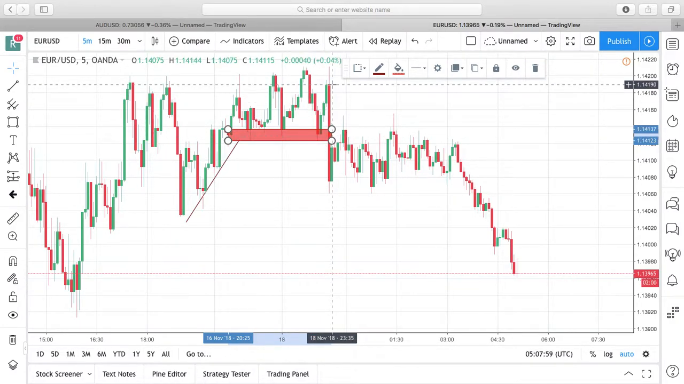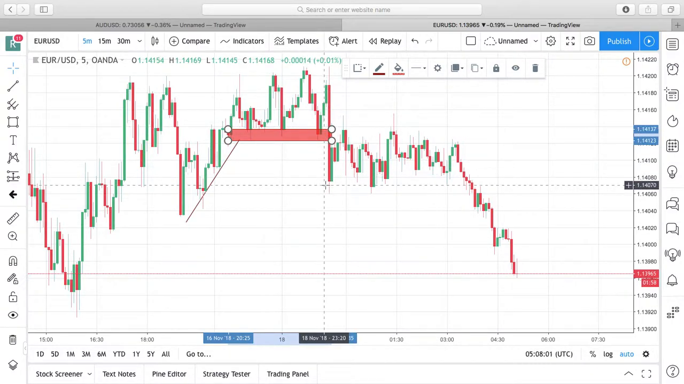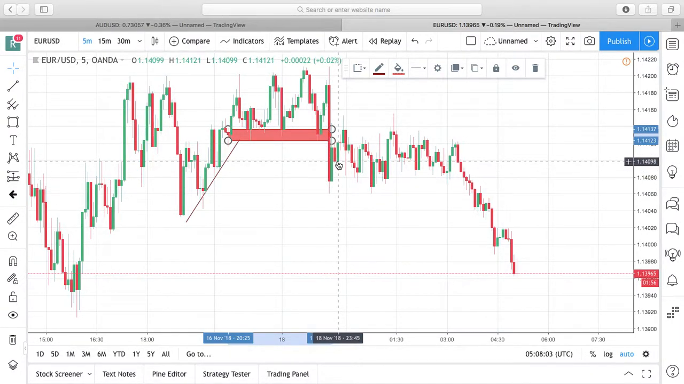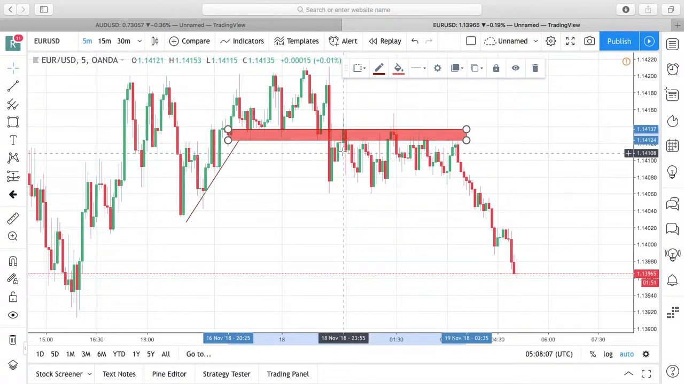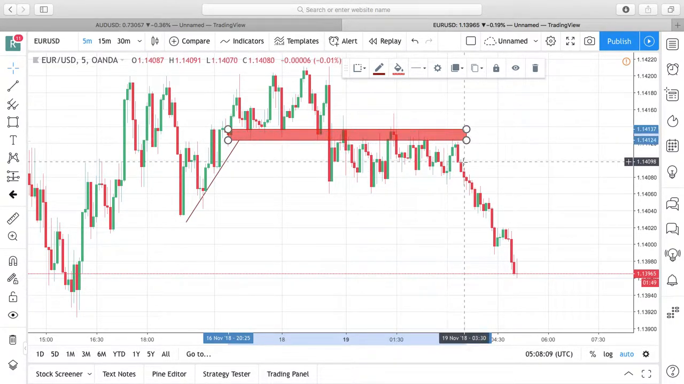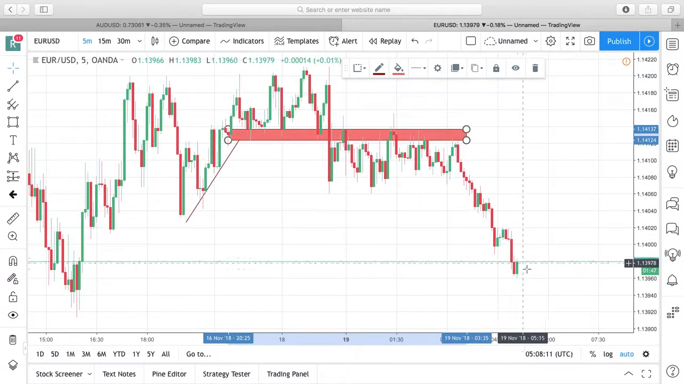Finally, this red candlestick broke the support, but price tried to move up again, and this support area became resistance, and eventually price moved down.